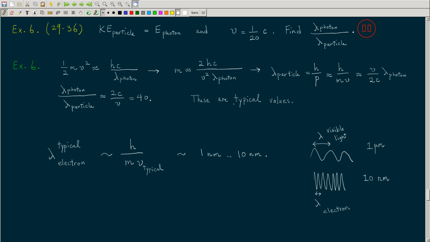But using electrons, we saw that the lambda for a typical electron with these velocities is about 1 nanometer to 10 nanometers. That's why an electron microscope can actually see much finer structures. You can see with a precision of 10 nanometers, or you can take really high resolution photos of insects or anything else using the electron microscope. So let's get to the next concept.